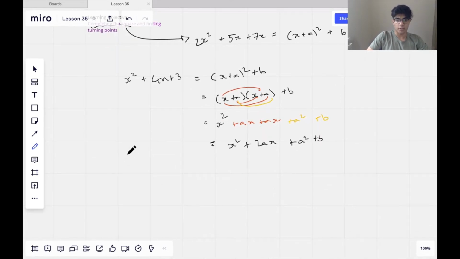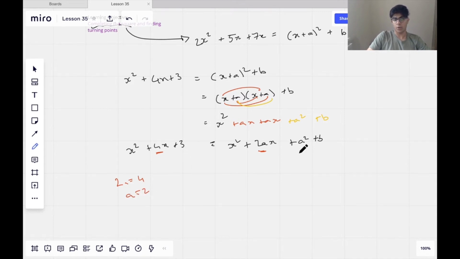Now, on the left-hand side we've got x squared plus 4x plus 3. Let's look at the coefficients for each of the terms. For x squared, there's a coefficient of 1 here and a coefficient of 1 here, so we can ignore that. But for the x term, we've got 2a here and a 4 here. So we know 2a is equal to 4, which means that a is equal to 2.